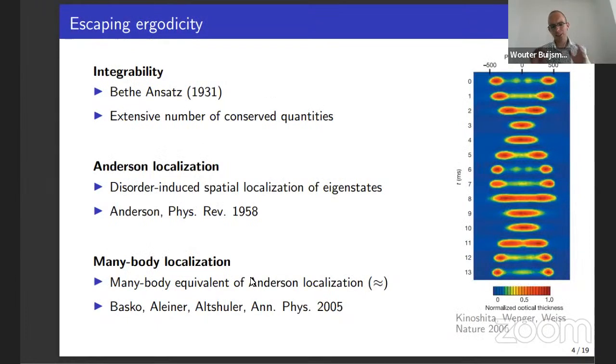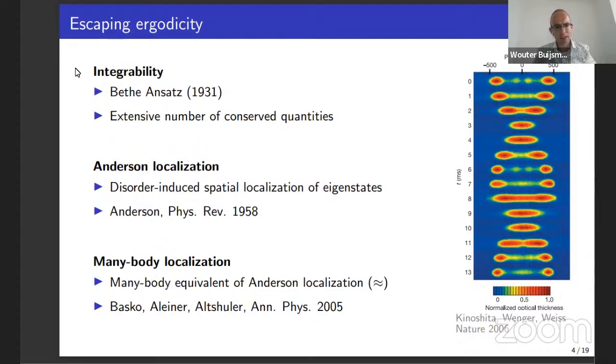Okay, generically, quantum systems are ergodic, unless there is some specific mechanism active that makes the system escape ergodicity. And there are, roughly speaking, three of these mechanisms. One is integrability, one is Anderson localization, and one is many-body localization.